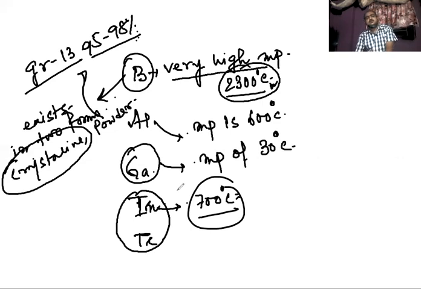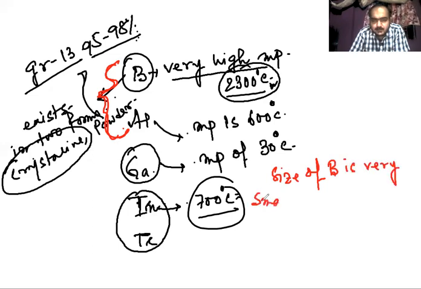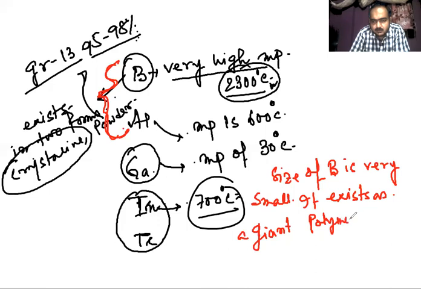So these are the melting points. So we should just focus on these two elements. These two elements. What happens? The size of boron is very small, and it exists as a giant polymeric form, which is known as the icosahedron structure.